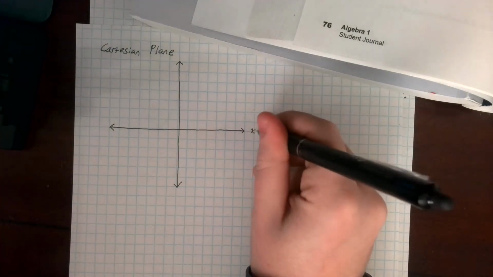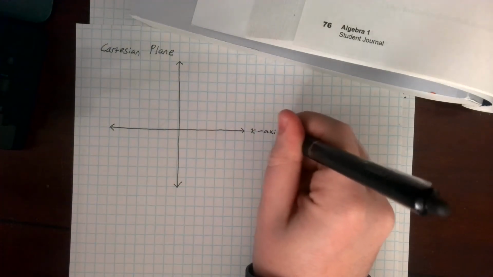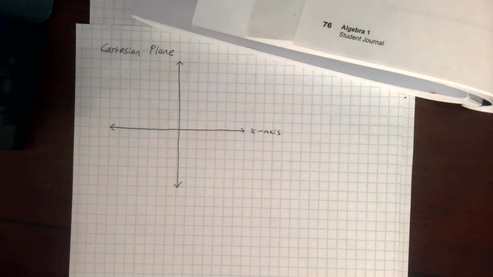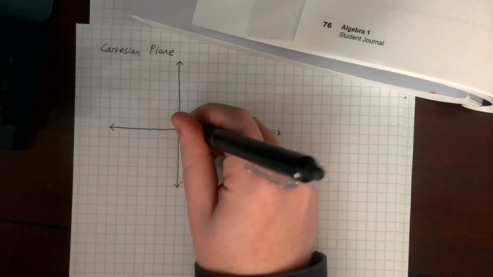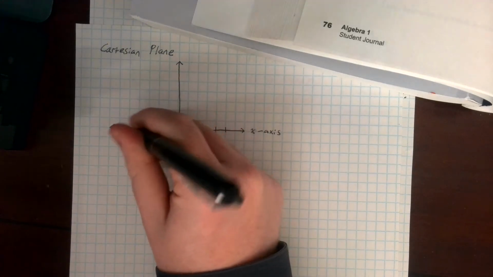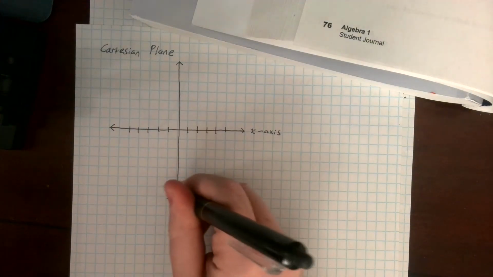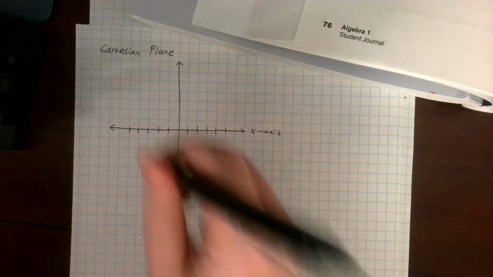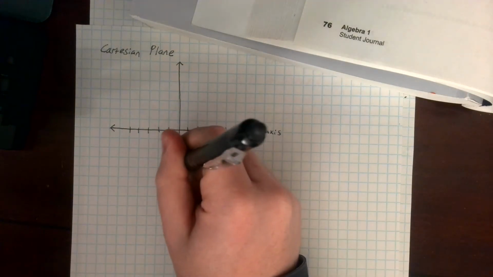As a reminder, our x-axis is the one that goes from left to right, and it tells us how far left or right something is. The other axis we call our y-axis, and it tells us how far up or down something is.